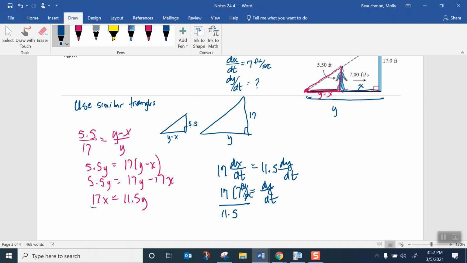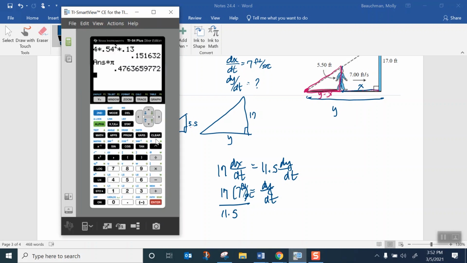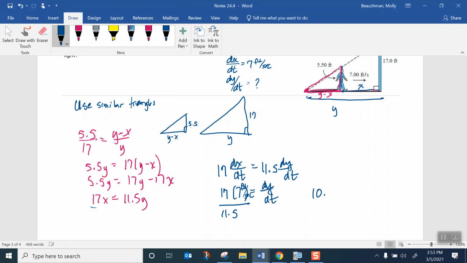Feet per second is our measurement. And then multiply in the calculator. We have 17 times 7. And then we're going to take that answer divided by 11.5. And we end up with approximately 10.35 feet per second is how fast dy/dt is, that's how fast the shadow is moving.